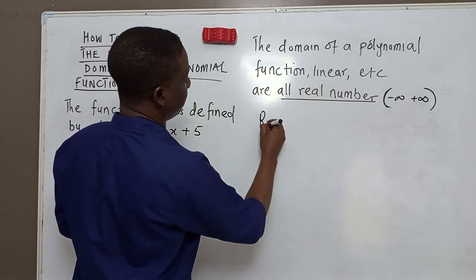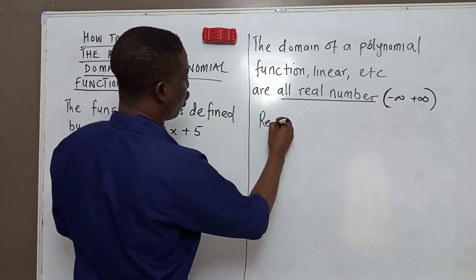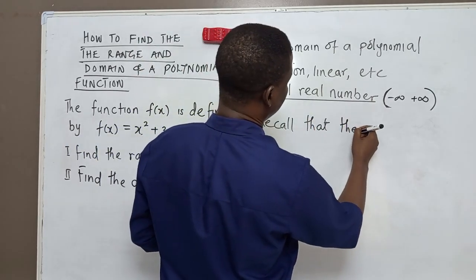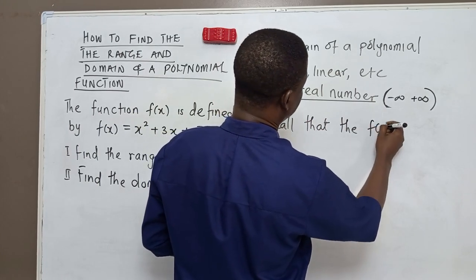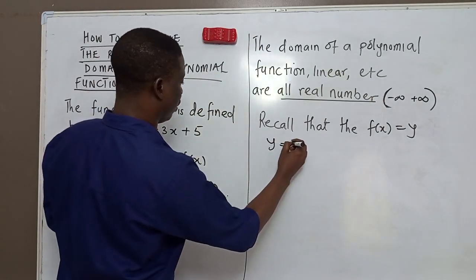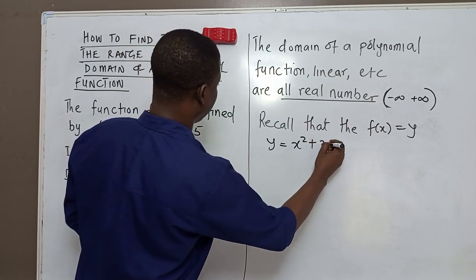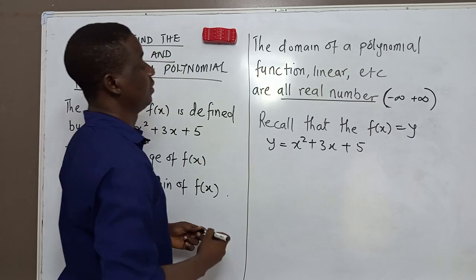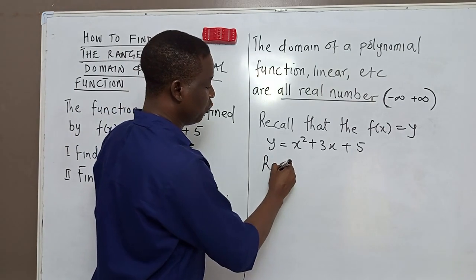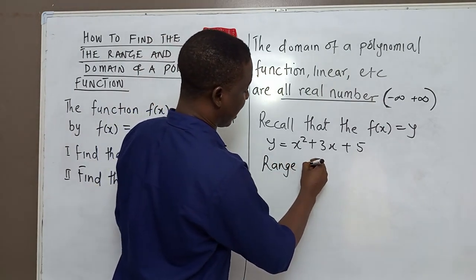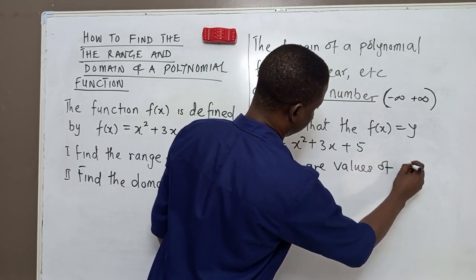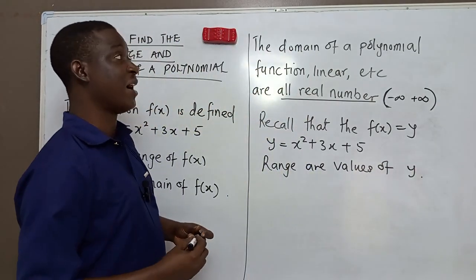Now, recall that the function f of x is equal to y. Therefore, we're going to say y equals x squared plus 3x plus 5. Now, in this case, to find the range, range are values of x. Values of what? Of y. Range are values of y.